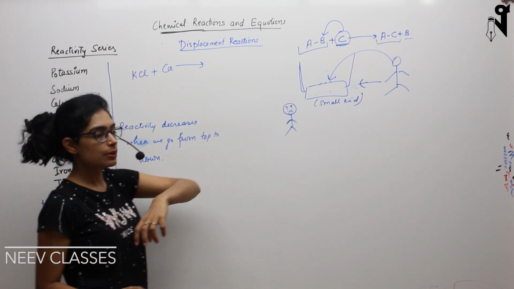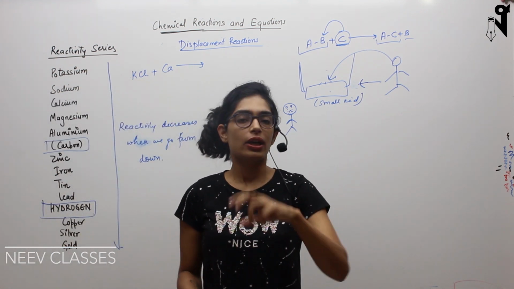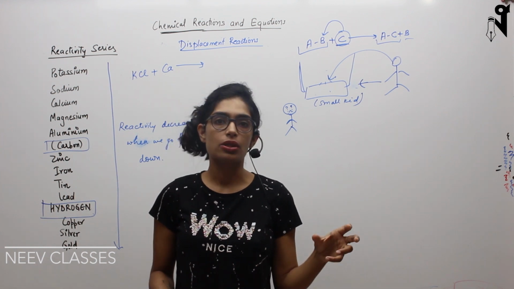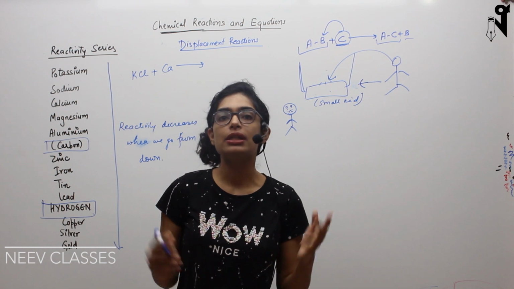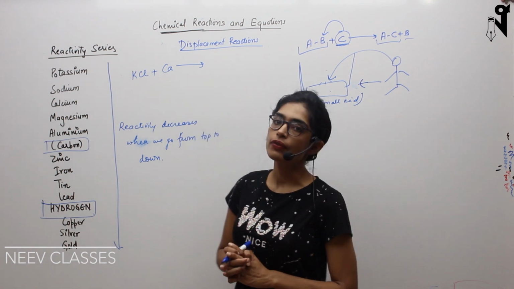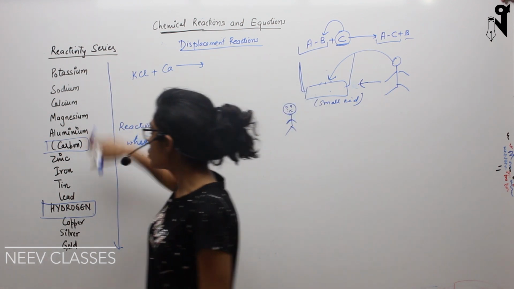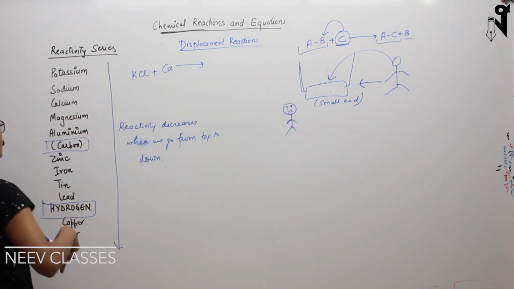So less reactive metals will not be able to displace the strong metals, whereas strong metals will displace the weaker metals. This is the whole basis of displacement reaction. So you have to remember this reactivity series. And how will you remember?